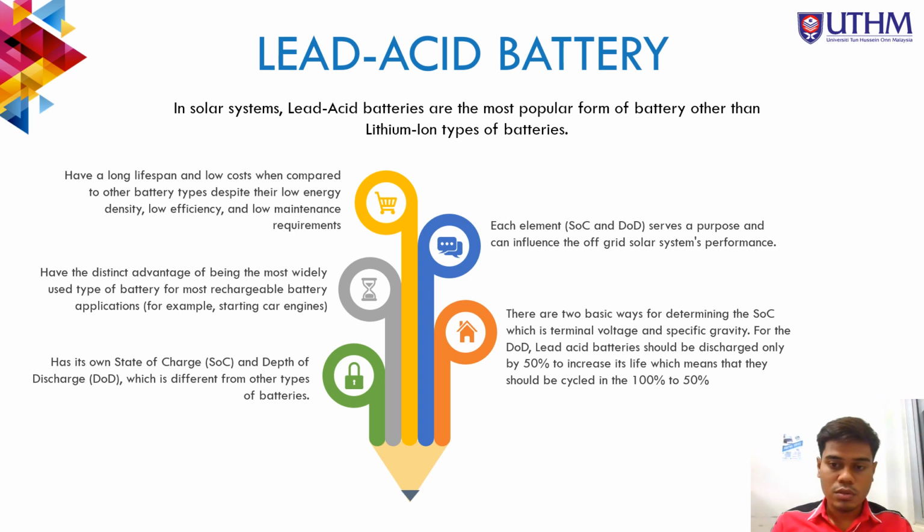There are two basic ways of determining the SOC, which are the terminal voltage and specific gravity. For the depth of discharge, lead acid batteries should be discharged by only 50% to increase their life, which means they should be cycled between 100% and 50%.